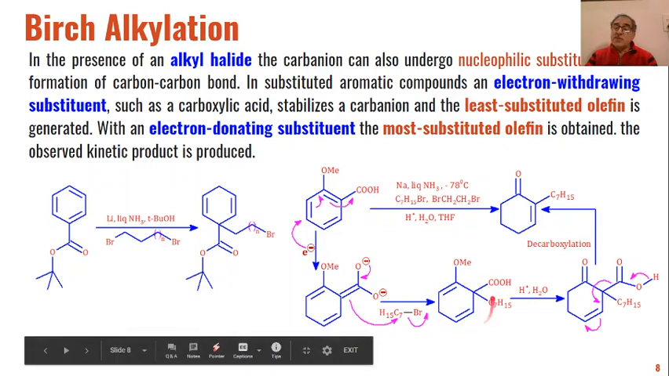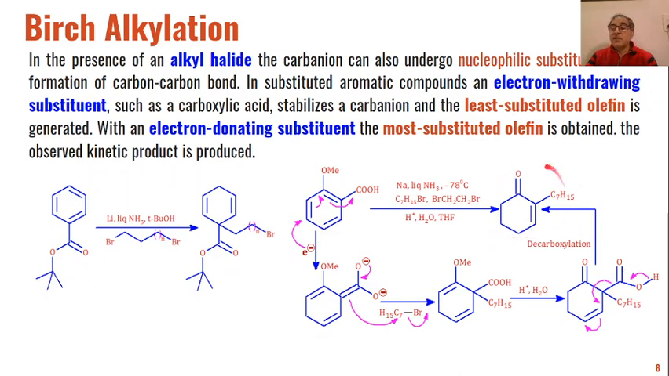This type of cyclohexadiene will be formed, and this first will undergo hydrolysis at this enolic form, and this will be converted into a ketone, and then this ketone will undergo decarboxylation like this to give us this type of alkylated product.